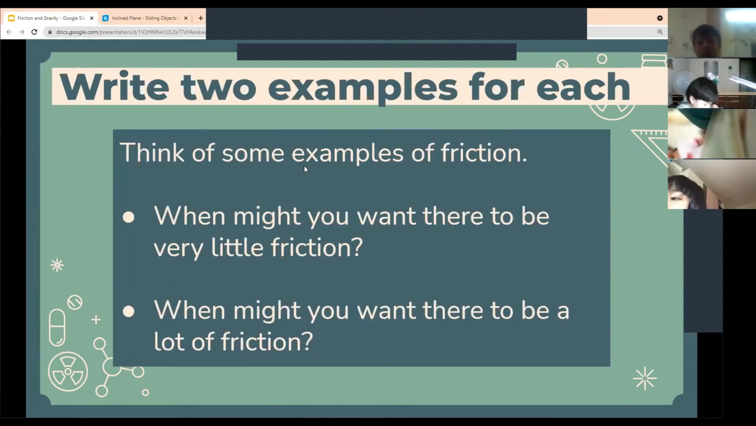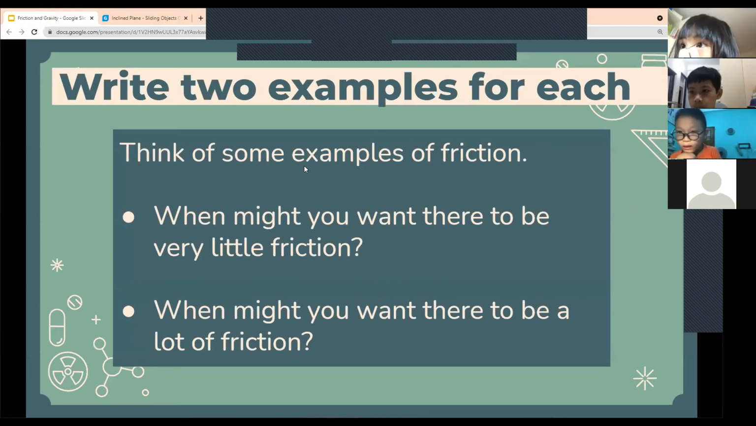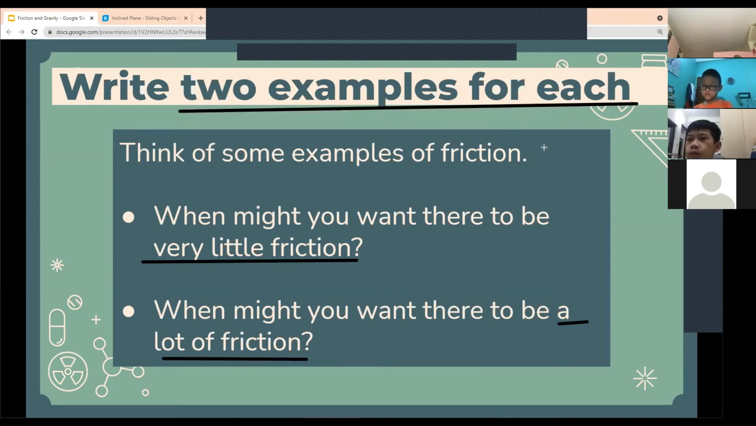Good job, guys. Now I would like you to get a piece of paper and a pencil out. It can be a notebook. You can use pencil or pen. Now that we've talked about friction, I want you to think of some examples of friction. I want two examples of when you might want very little friction, and I want you to write two examples of when you would want there to be a lot of friction. You need to write two examples for each.